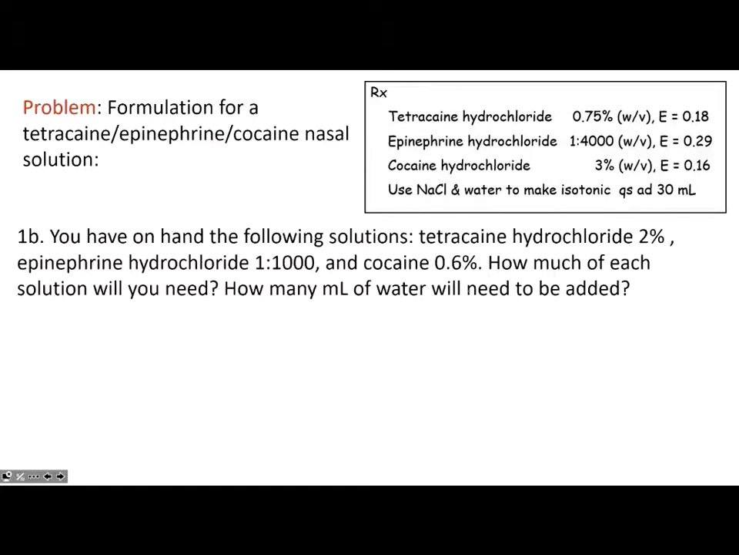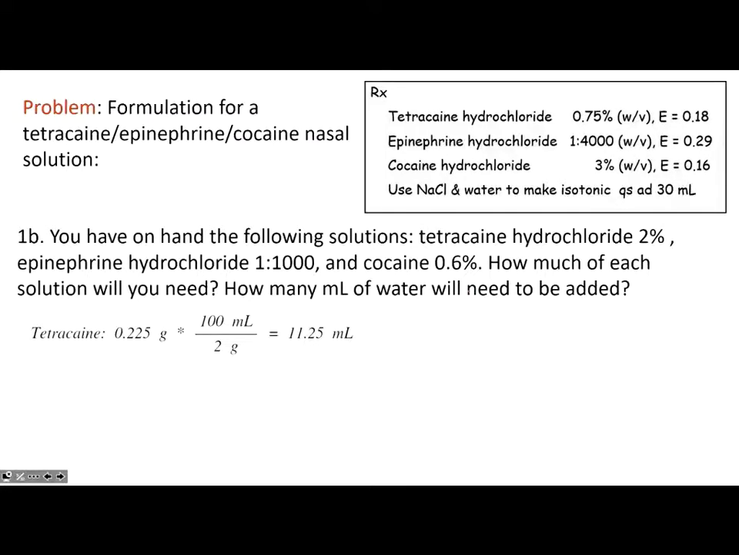Let's go the next step further, because it says you have the following actual solutions on hand. Now we know the weight of the drug that we need. We're going to get those from a formulation where it's already in a liquid format. So the tetracaine comes in a 2% solution, the epinephrine's a 1 to 1,000, and the cocaine is a 0.6%. So the next question asks, what volume of each of those ingredients will you need to provide the amount of drug?